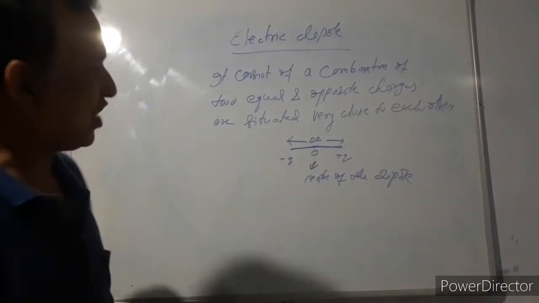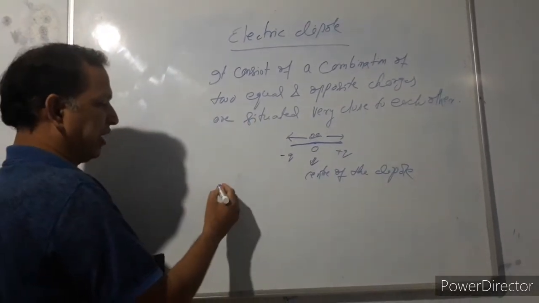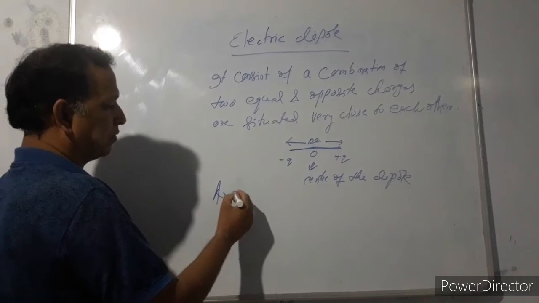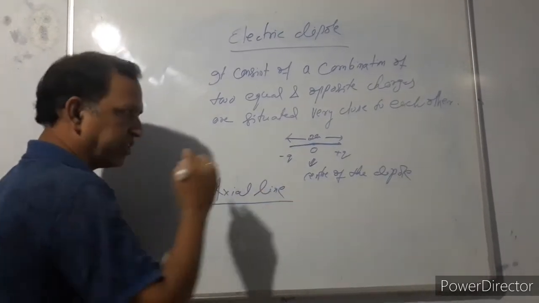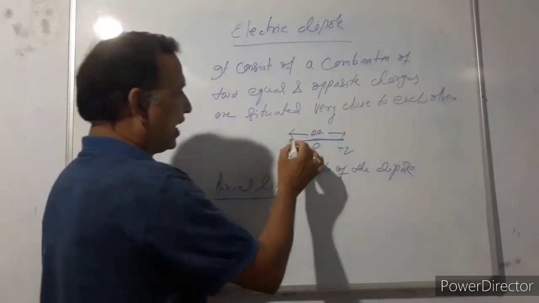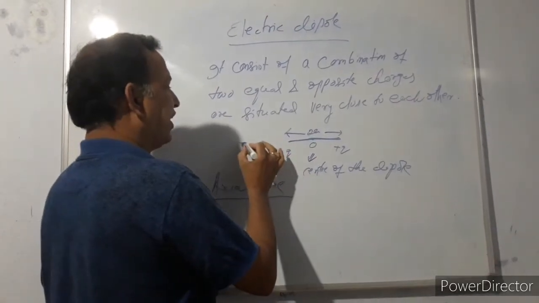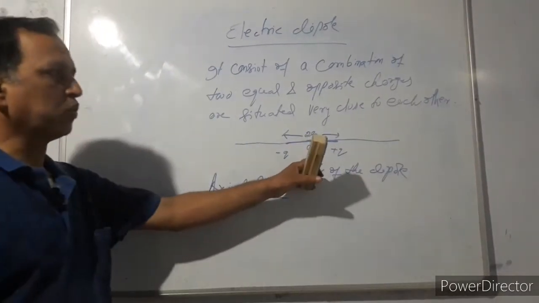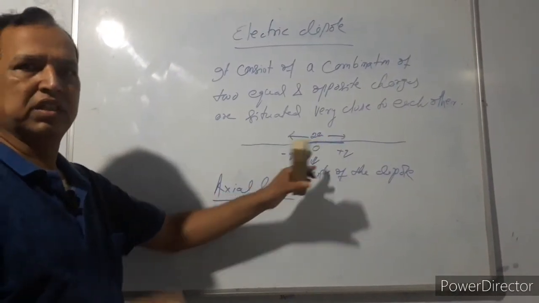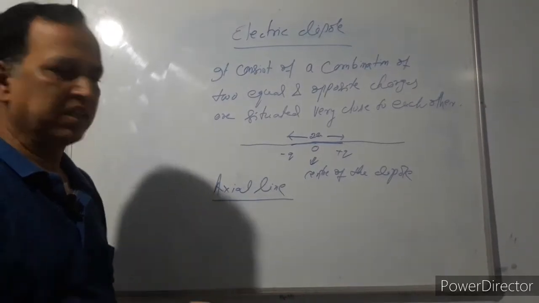Then the axial line. What is the axial line? A line joining the two charges and passing through the center. This is called the axial line.